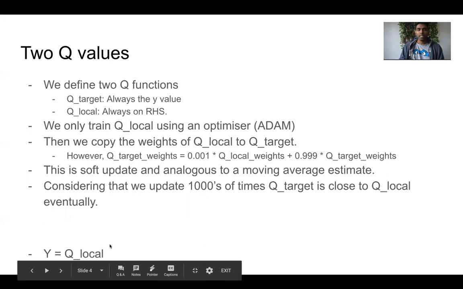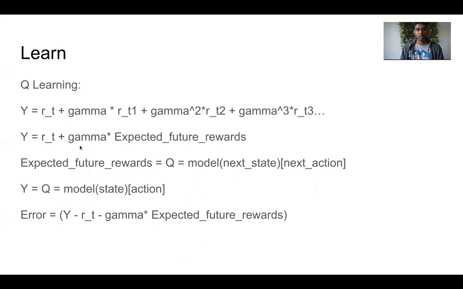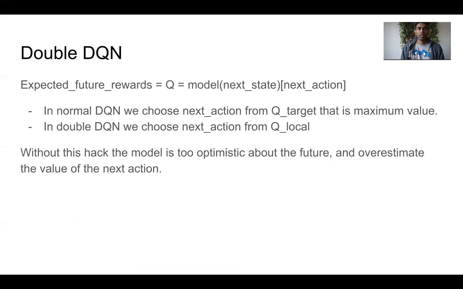When we're training, coming back to this second equation, the left-hand side turns out to be Q local. The expected future rewards at time T plus one is the Q target. So you estimate using Q local on the left-hand side and Q target on the right-hand side. I think that's what I've said over here.